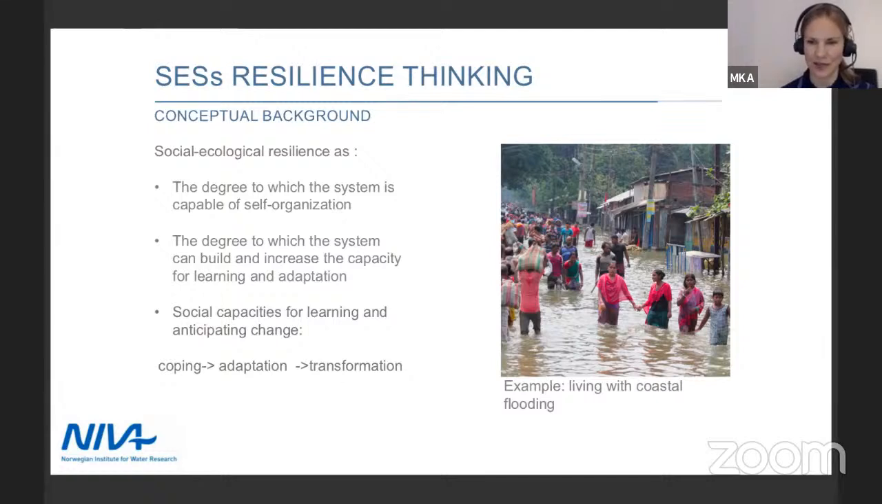And then again, transformation, that would be something larger, something more fundamental, for example, in extreme cases, as we see in small island states, perhaps relocating communities from the areas that are affected by flood, rebuilding communities in other places. So that would be a much larger scale change.